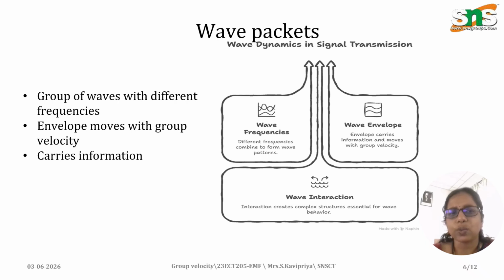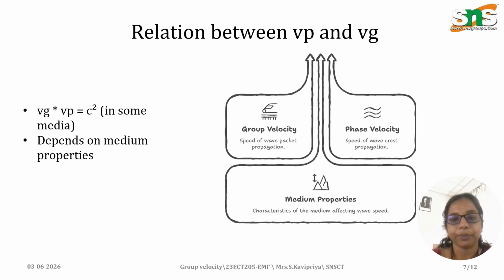Next, what are wave packets? A group of waves with different frequencies is called a wave packet. The envelope of the wave contains the actual information. The envelope moves with the group velocity. So this envelope carries the information, and the velocity of this envelope is the same as the group velocity. The envelope is the one which carries the information.